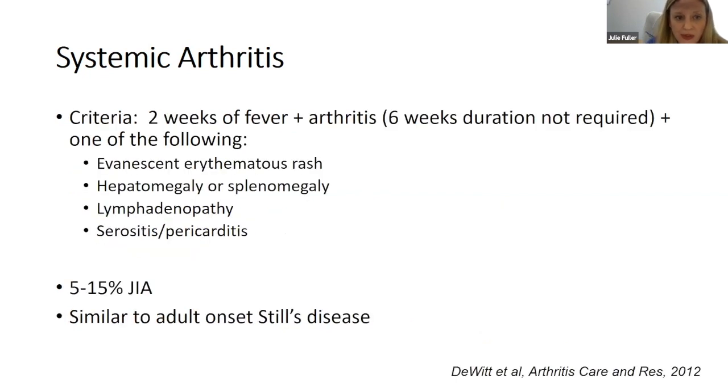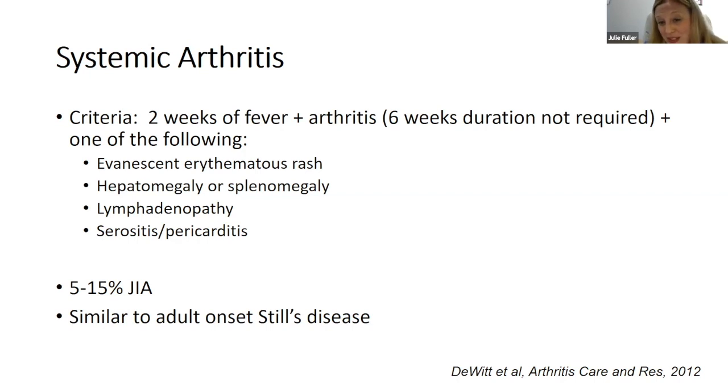So here's the criteria for systemic arthritis, and it really requires 2 weeks of fever, and the fever has to be over 39 degrees Celsius. It's typically quotidian or double quotidian in nature, so most commonly they spike in the afternoon, but they may have a second spike in the early morning around 4 a.m. They have to have fever at least 3 days of the week, and arthritis is part of the old criteria, although this is probably going to be updated and changed.